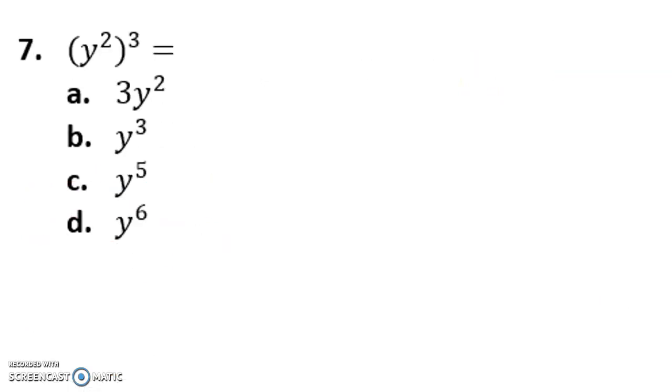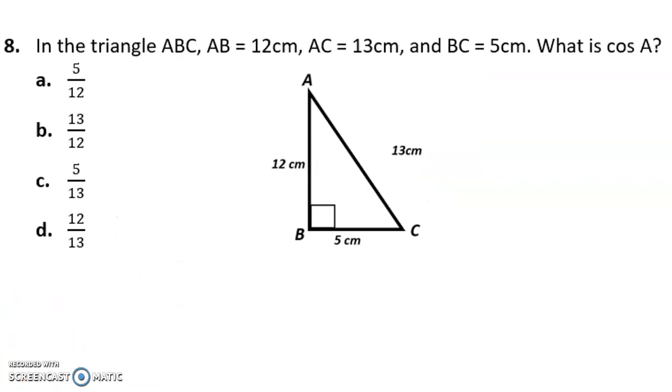Alright, number 7. 3 y squared to the third power equals. For this question, we're looking at the laws of indices, and this one is power to power, where we're expected to multiply the powers. So it's going to be y squared times 3, so multiply both powers, and that gives us y to the 6. So that's D.